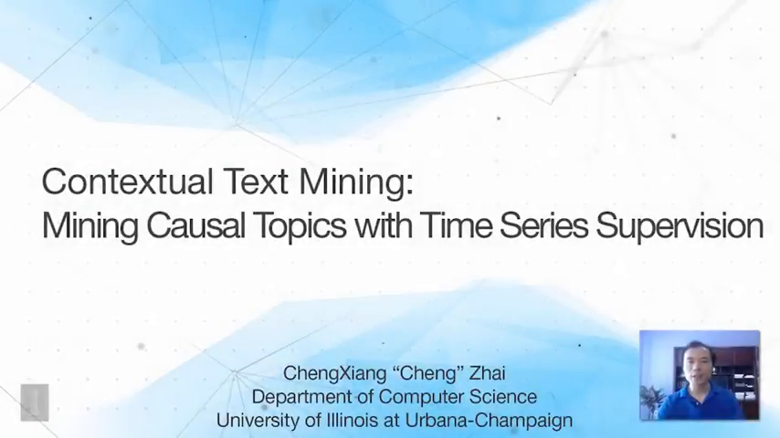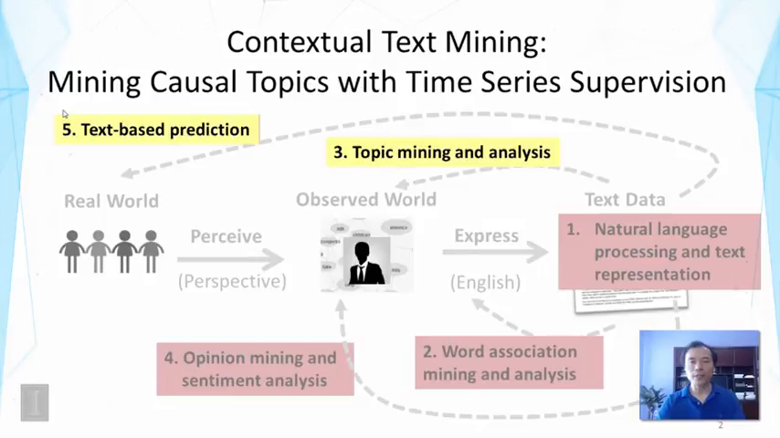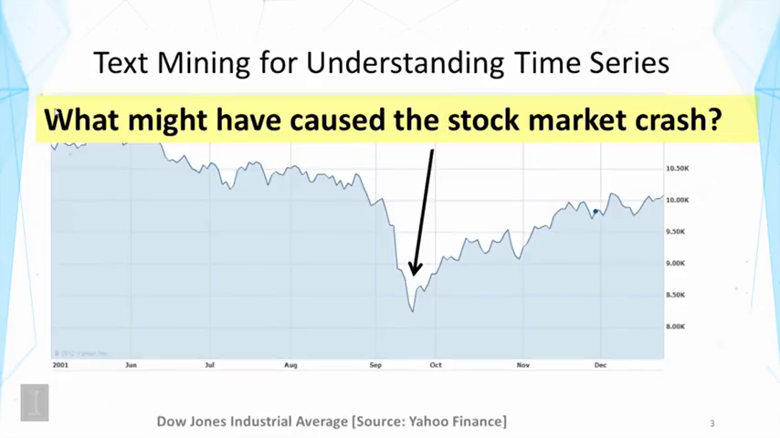This lecture is about using a time series as context to potentially discover causal topics in text. In this lecture, we're going to continue discussing contextual text mining. In particular, we're going to look at the time series as a context for analyzing text to potentially discover causal topics. As usual, let's start with the motivation.